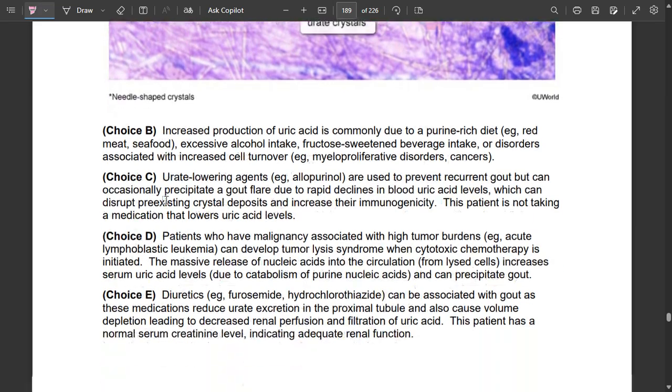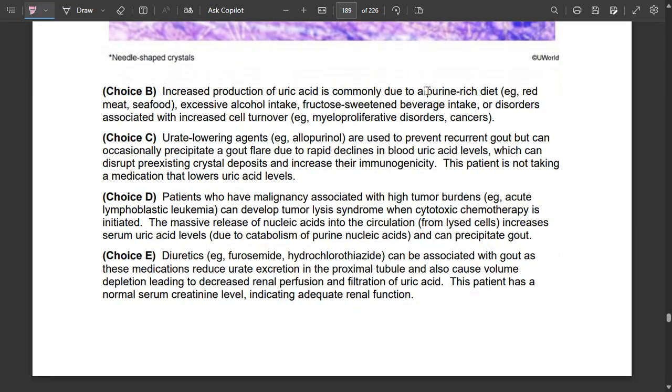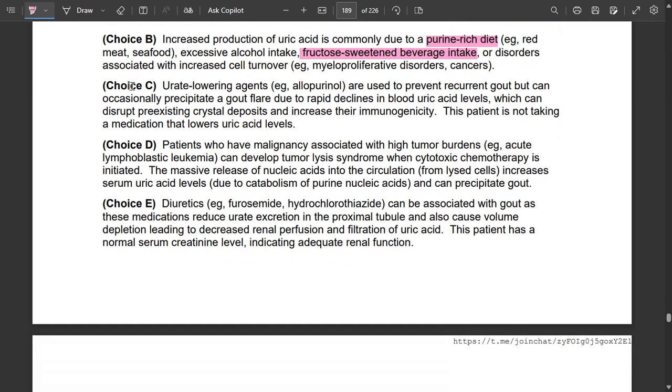Increased production of uric acid is commonly due to a purine-rich diet, like red meat, shellfish, seafood, excessive alcohol intake, and fructose-sweetened beverage intake, like high-sugar drinks such as Coca-Cola. Disorders associated with increased cell turnover, like myeloproliferative disorders or cancers, can also lead to uric acid increment.